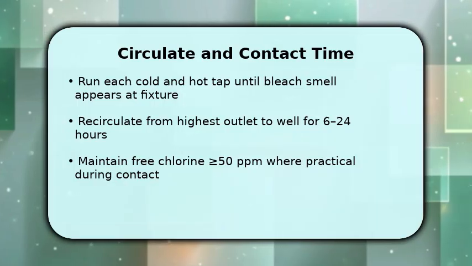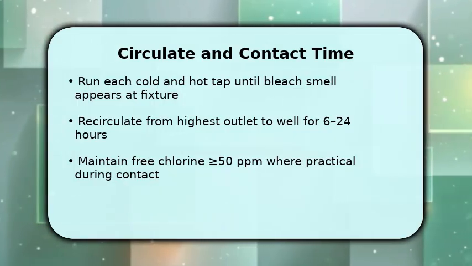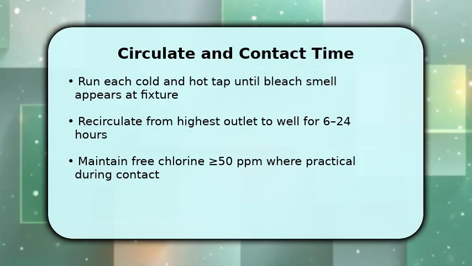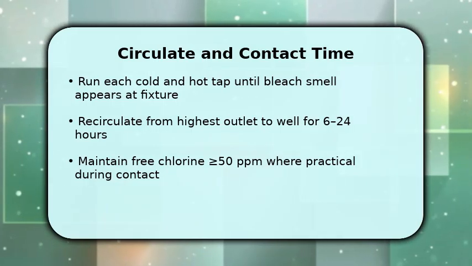Once the bleach reaches fixtures, you must circulate to disinfect biofilm and casing surfaces. Start at the highest outlet and work down. Run both cold and hot taps until you detect bleach at every fixture, which confirms distribution.